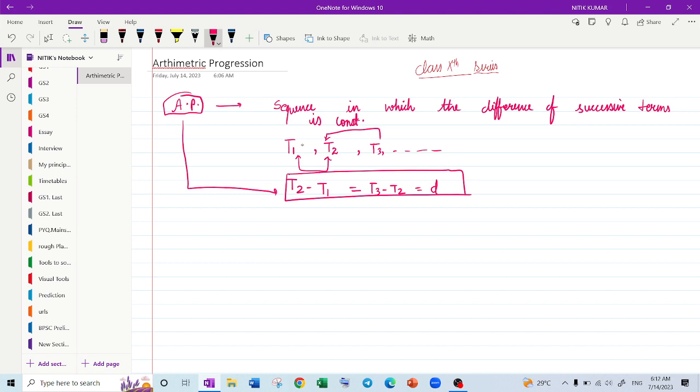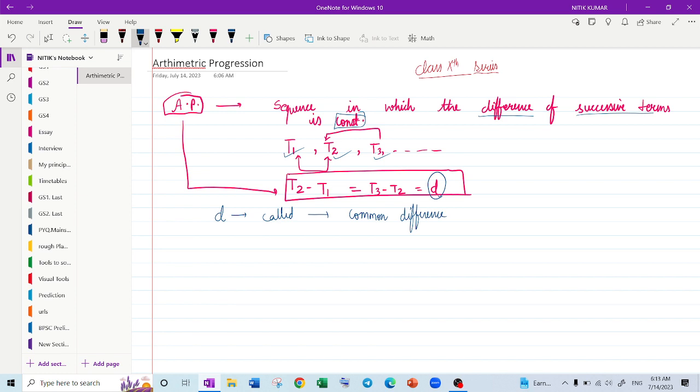So I am repeating: AP is a sequence in which the difference of successive terms is constant. There are three terms here, T1, T2, T3. The difference is T2 minus T1, and here it is T3 minus T2, and this is nothing but D. D is called the common difference.